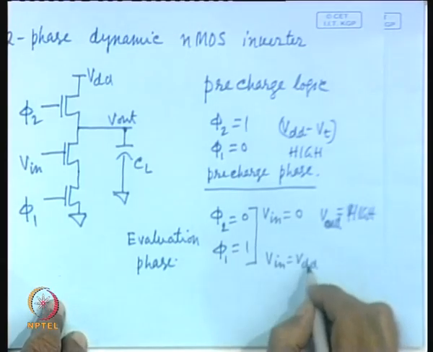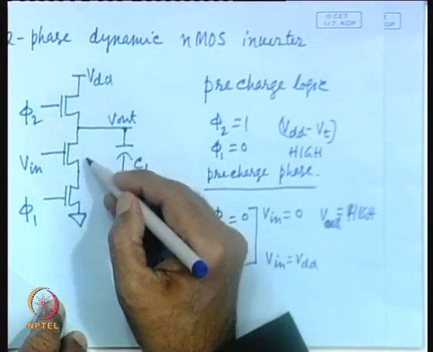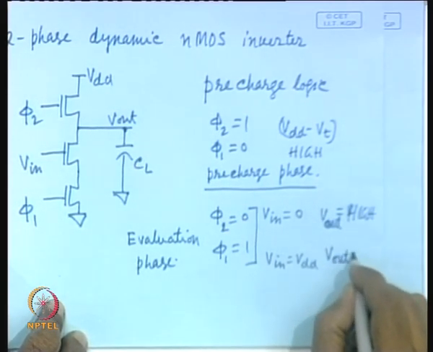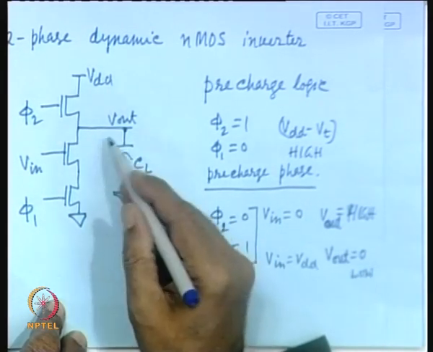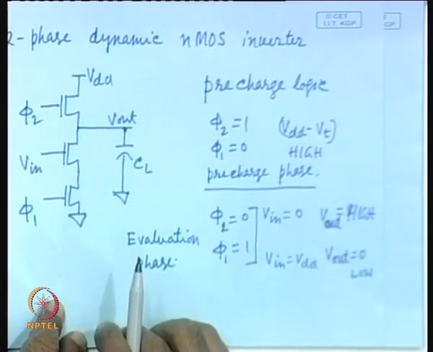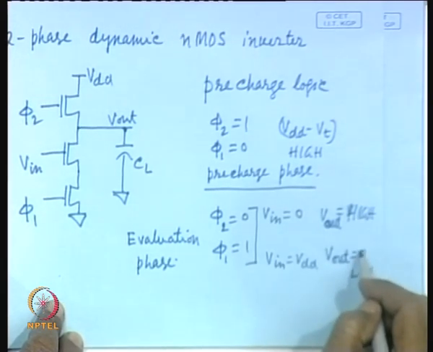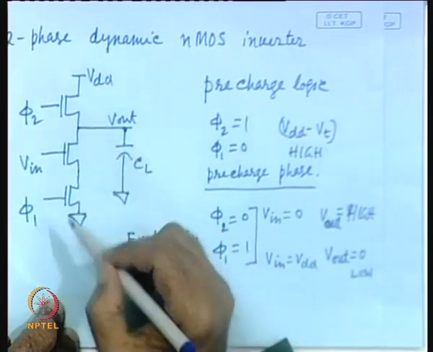Now, let us assume V in is equal to VDD. When V in is equal to VDD, both the transistors are on and the capacitor will discharge to 0 logic level. So, that means in that case V out will be equal to 0 or low logic level. So, here of course, you will get strong low logic level. So, what is the advantage of this circuit? We are able to get two possible outputs, and of course, high logic level is not very good, but low logic level is good because it is not ratioed logic. Number one, this two phase dynamic circuit is not ratioed logic. There is no static power dissipation.